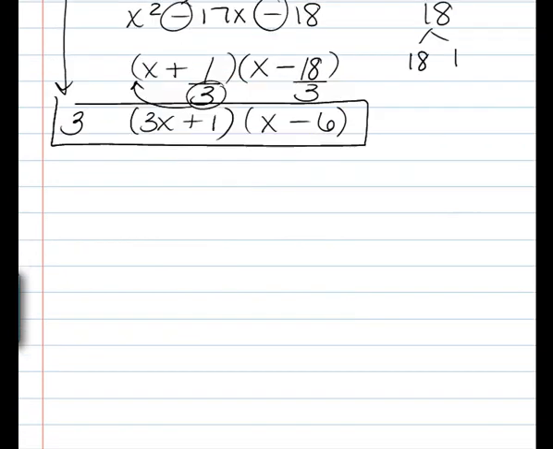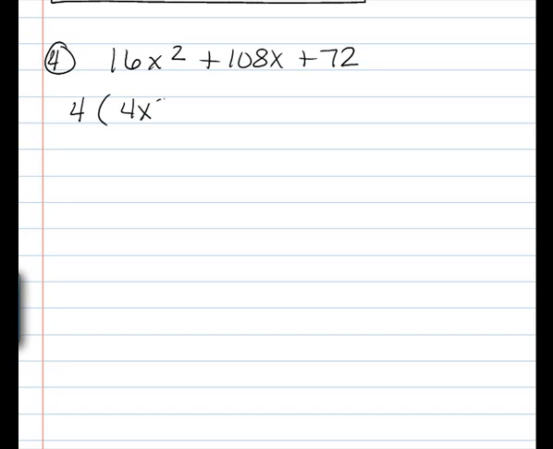Okay, let's do one more example like that. So here's our next example. We have 16x squared plus 108x plus 72. Okay, and these do have something in common. They're all divisible by 4. So I'm going to pull a 4 out first, and I get 4x squared plus 27x plus 18. Again, I'm going to draw my arrow down for this 4 that we took out because we're going to ignore him for right now.